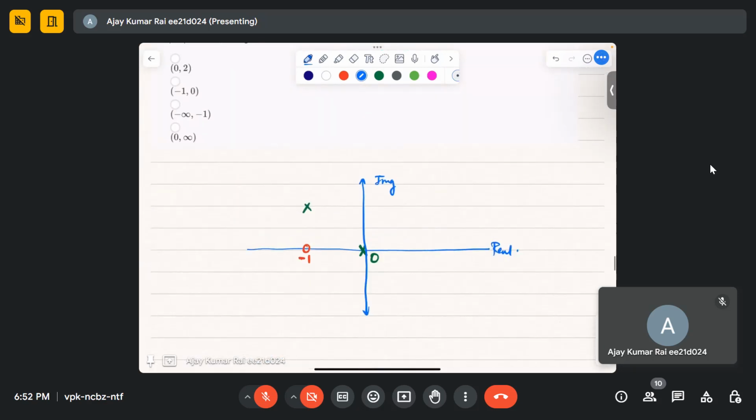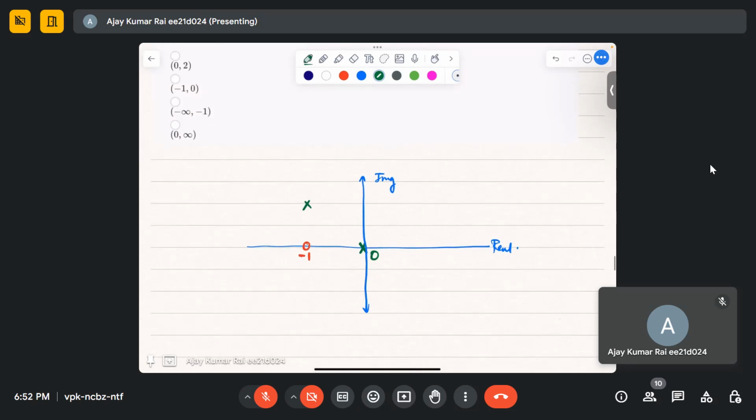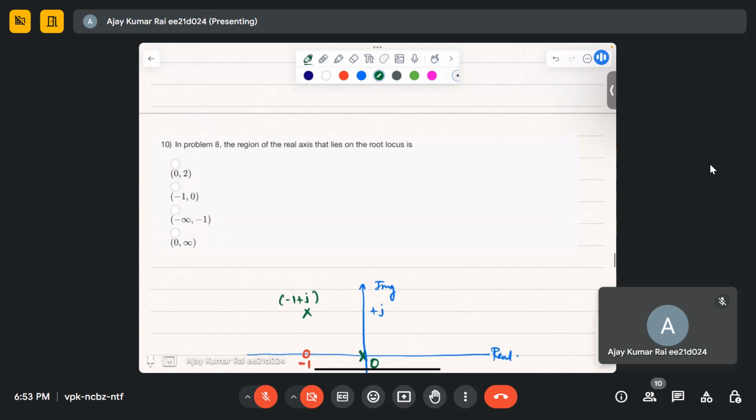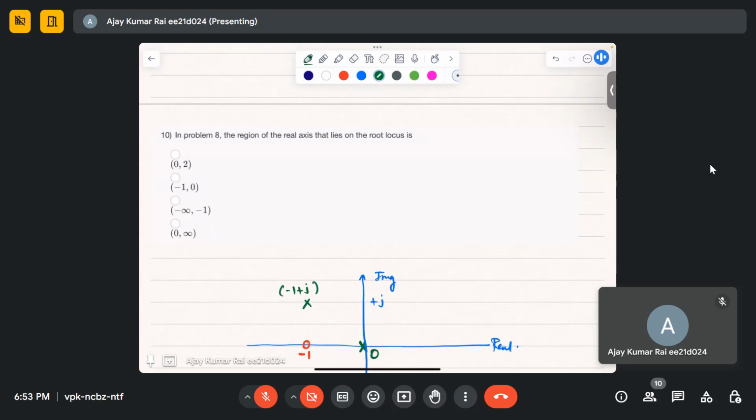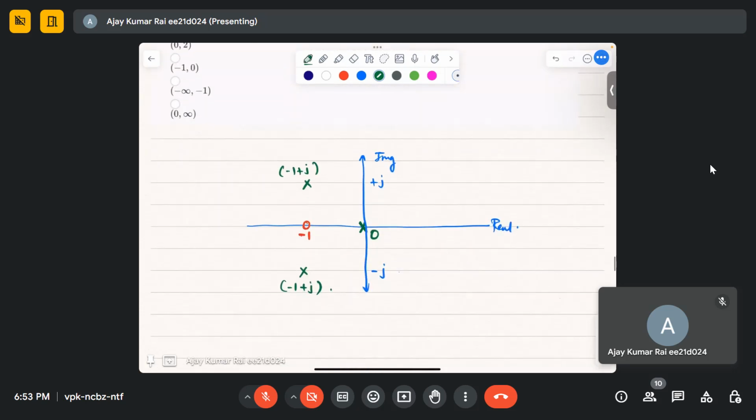So let's plot the poles. This is plus j, and this will be minus j. Okay, so in this question what they're asking is the region of the real axis that lies on the root locus.